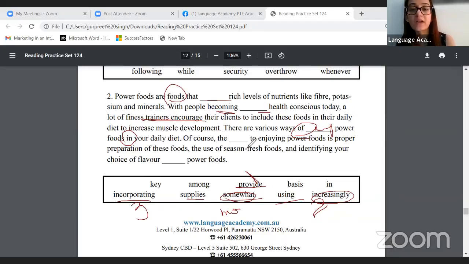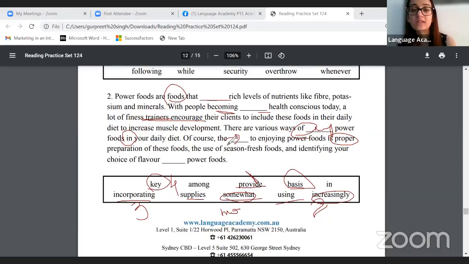Of course, the dash to enjoying power foods is proper preparation of these foods. So after "the" comes a noun, and we have basis and key. The key to enjoying power foods or the basis to enjoying power foods. So proper preparation of food is the key, can be a key, means the method, the way. This is not the basis to enjoy the food.